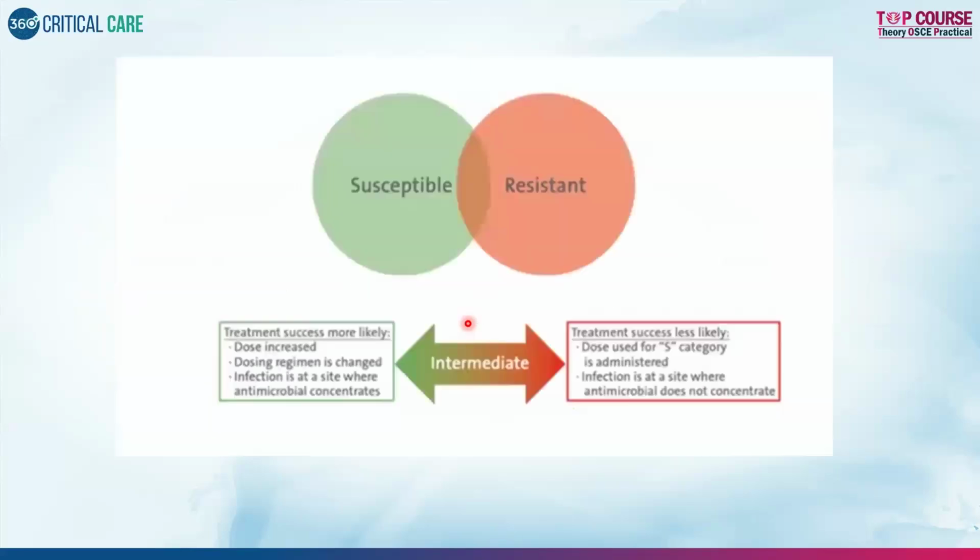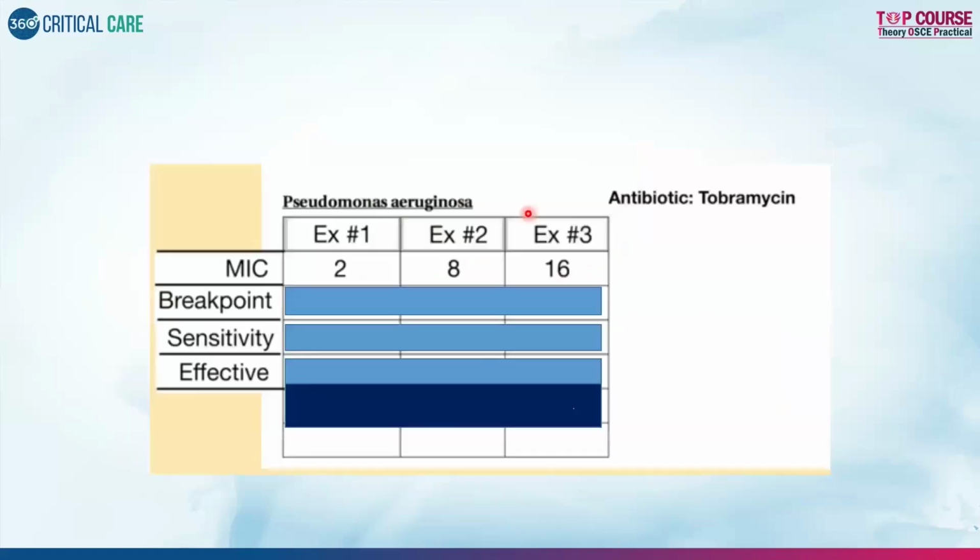So if we need treatment success, especially when we are taking intermediate as the breakpoint, you need to probably increase the dose, change the regimen, and look at the site of sepsis. If we are able to look at all of this and adjust our antibiotics properly, then we are going to push that intermediate towards a susceptible group. If we fail to do so, then it will shift from susceptibility to resistant and probably will have a treatment failure. Let us take one example after understanding all of this.